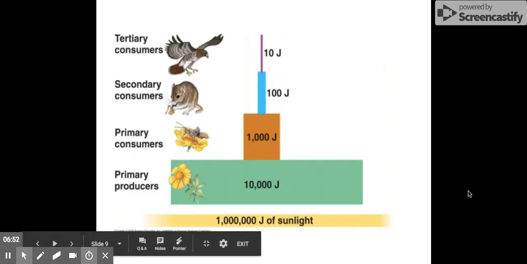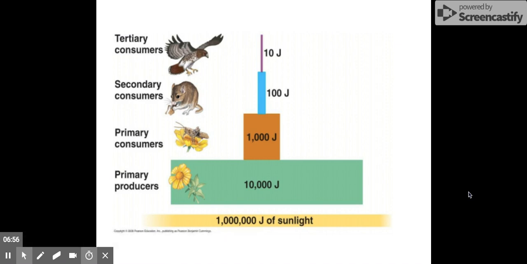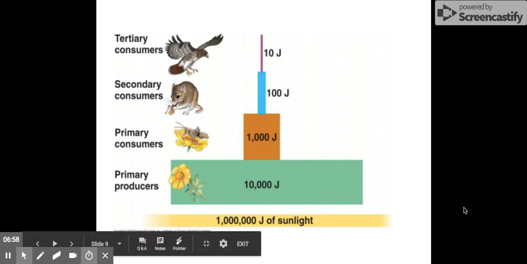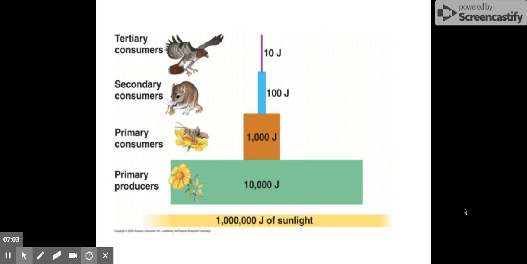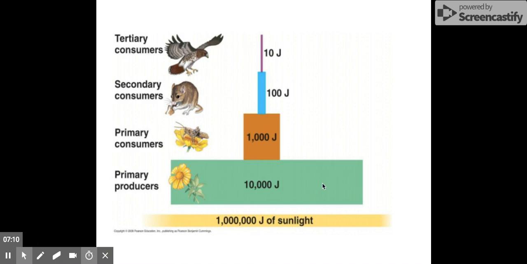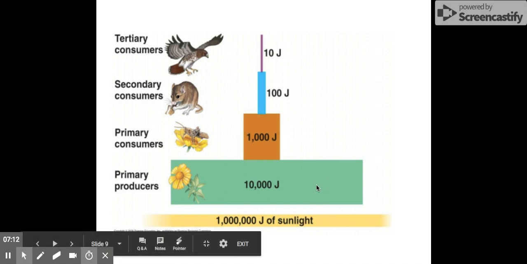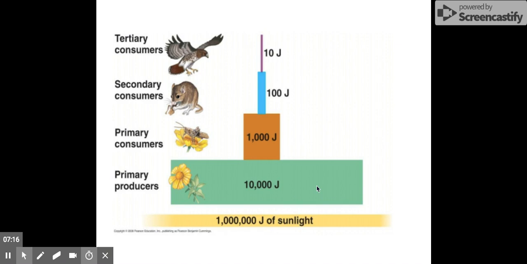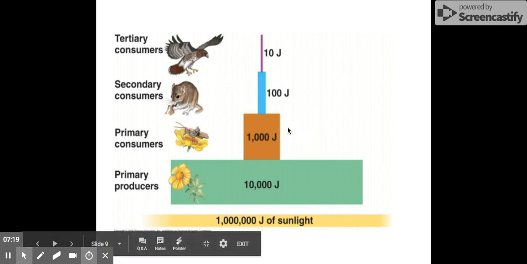This diagram does a nice job of illustrating the 10% rule and its effect on the number of trophic levels. You can see down at the bottom that there are 1 million joules of sunlight energy shining on the Earth. And then of that, about 10,000 joules are harnessed by the plants during their primary production. Only about 10% of this, though, is actually used to help the plants grow and would be available to the primary consumers that eat them. So the primary consumers get only 10% of 10,000 joules, which is 1,000 joules.